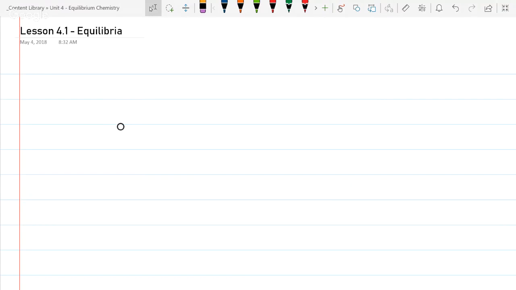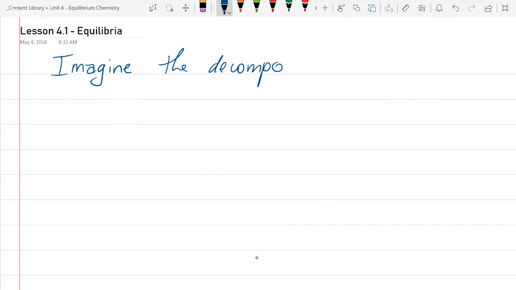So equilibria is related to reaction kinetics. When I say reaction kinetics, I'm talking about the stuff we just did, where we talked about the rates of reactions. So I want you to imagine the decomposition of water. I'd like you to write me a balanced chemical equation for that. The decomposition of water.